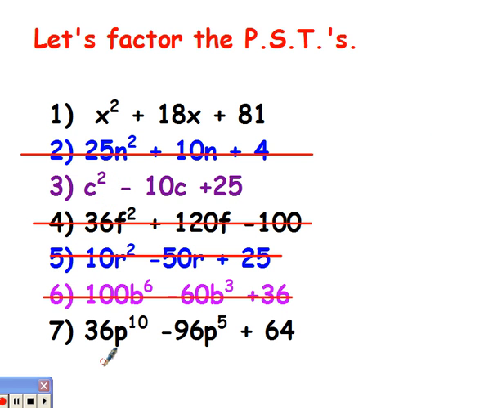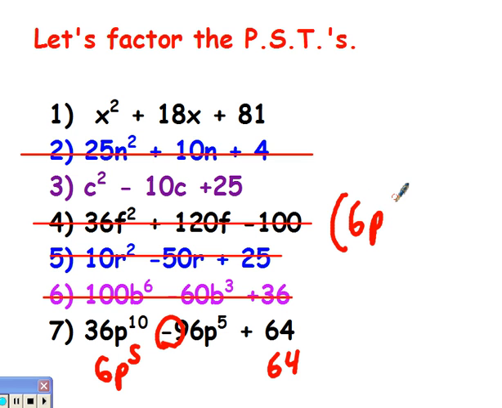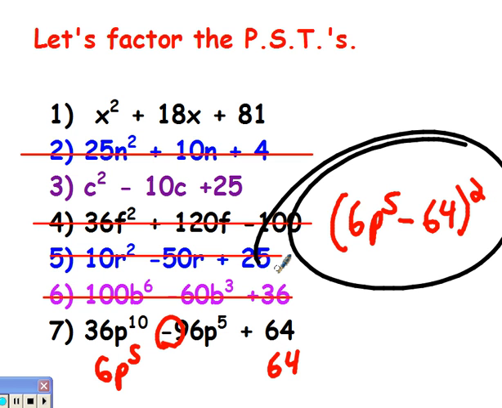Number 7, here we're squaring 6p to the fifth and 64, and we have a minus sign there, so it's simply 6p to the fifth minus 64 quantity squared. And we are good to go. Work this out the old way, you should get that. That way you know you did it right.